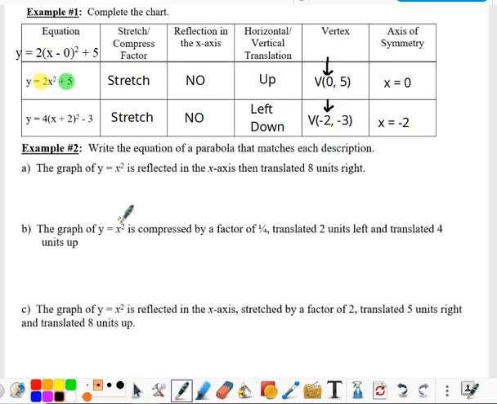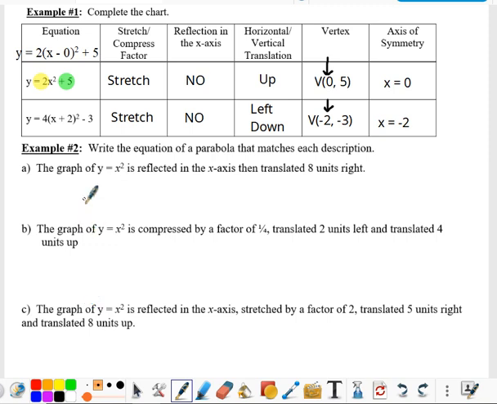Okay, example number 2. You're going to have to really forgive me with my penmanship here because I am using a mouse and it's not always that great, but here we are. Write the equation of the parabola that matches each description. So again, we're always comparing to y equals x squared in every single one of these examples. We always do that for transformations.